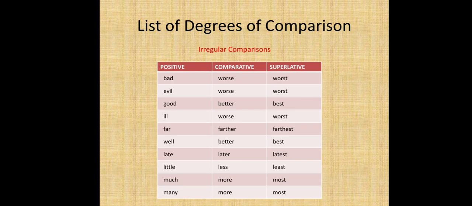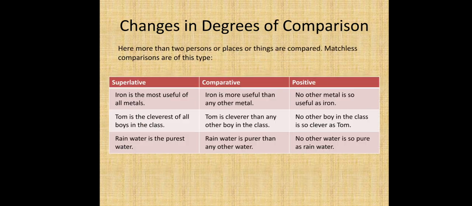Now, irregular comparison also, like bad, worse, worst. You can see all the irregular adjectives that we have used. Evil, worse, worst. Good, better, best. Ill, worse, worst. Far, farther, farthest. Well, better, best. Late, later, latest. Little, less, least. Much, more, most. Many, more, most.